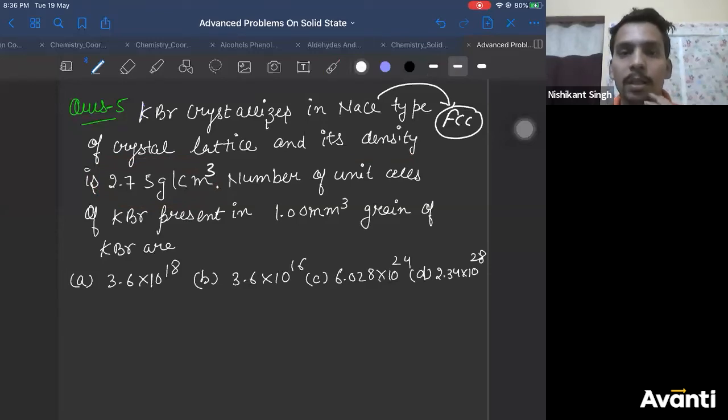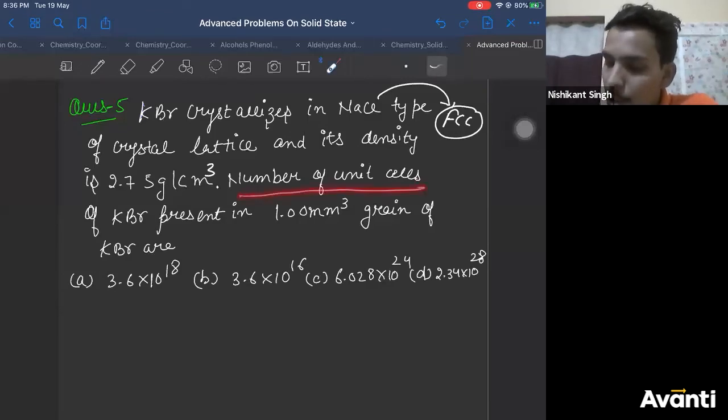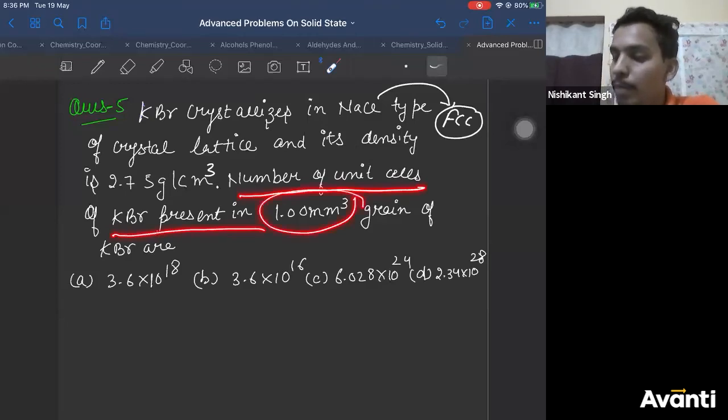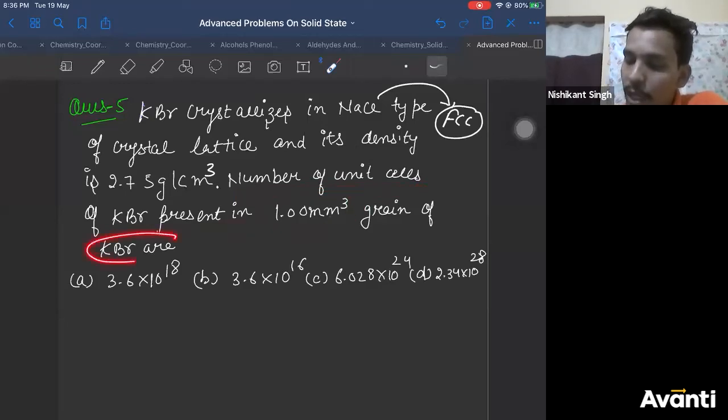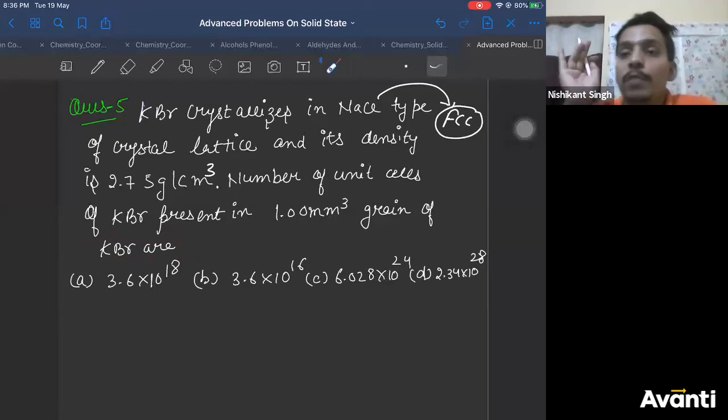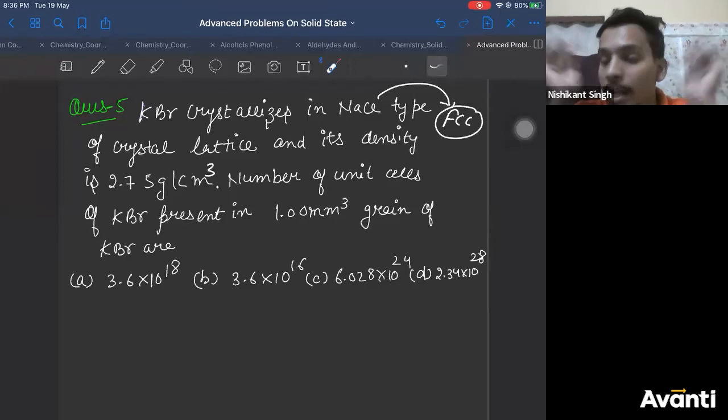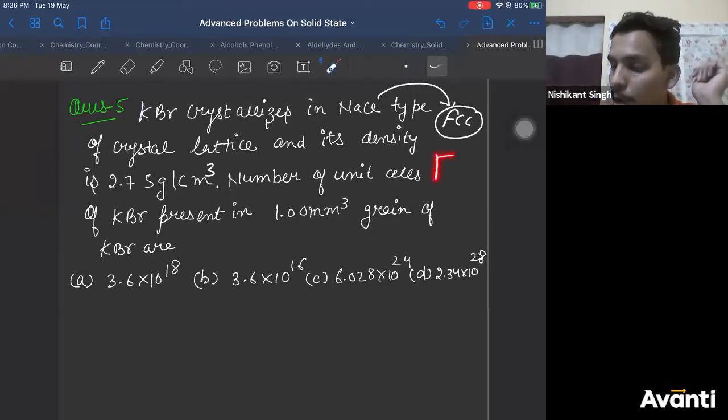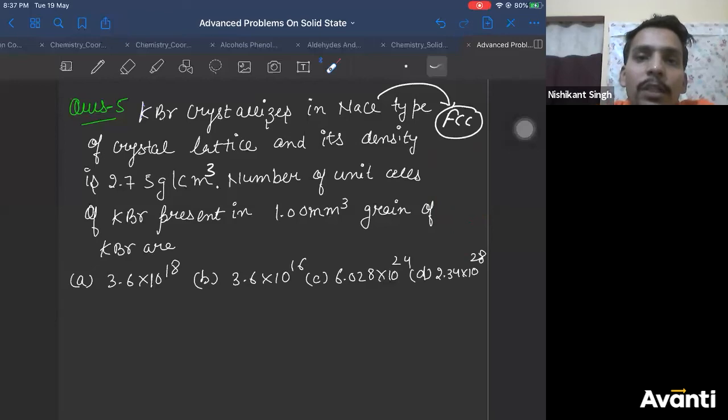Now, if you see this carefully, find the number of unit cells of KBr present in a 1 millimeter cube grain of KBr. In the last question, you found how many atoms are present in a 200 gram metal. Here you are finding, if you take a 1 millimeter cube part of KBr, how many unit cells will be present? Okay. So this is the question. You can start solving this. Thank you, Tanuja.